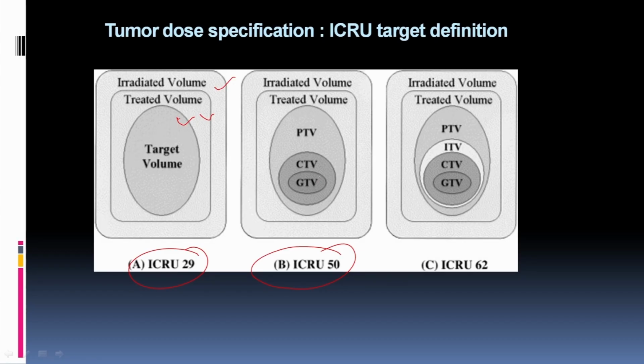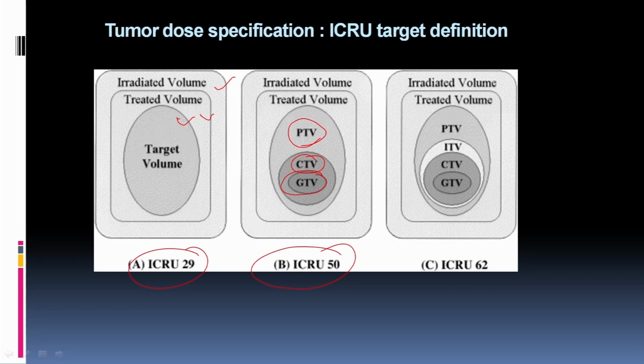it came later, when we developed our treatment techniques, and they divided this target volume into further subcategories. These categories are, first, GTV, that is gross target volume, then CTV, that is clinical target volume, and then we have PTV, that is planning target volume. Now, GTV is the gross target volume, the gross disease which we can see clinically or radiologically. This is defined as the target volume.